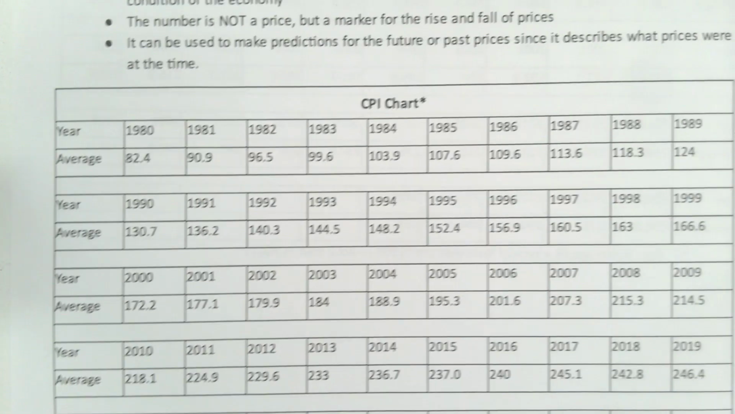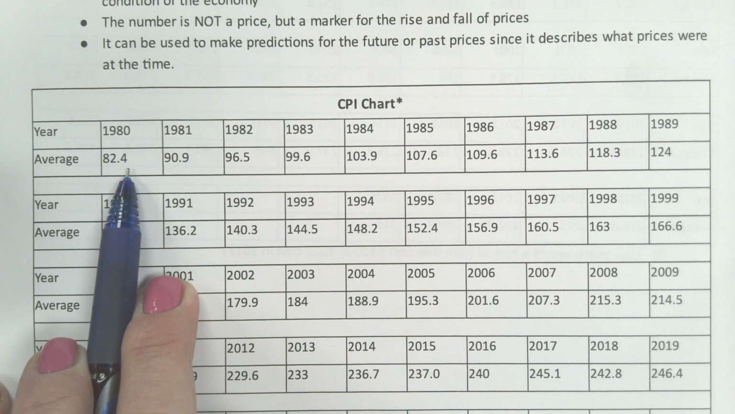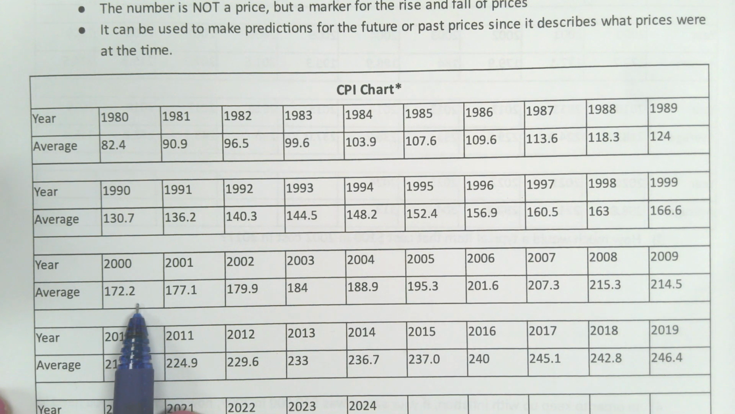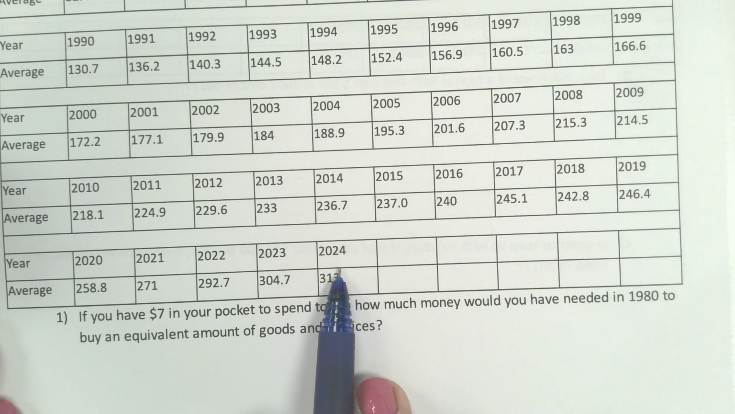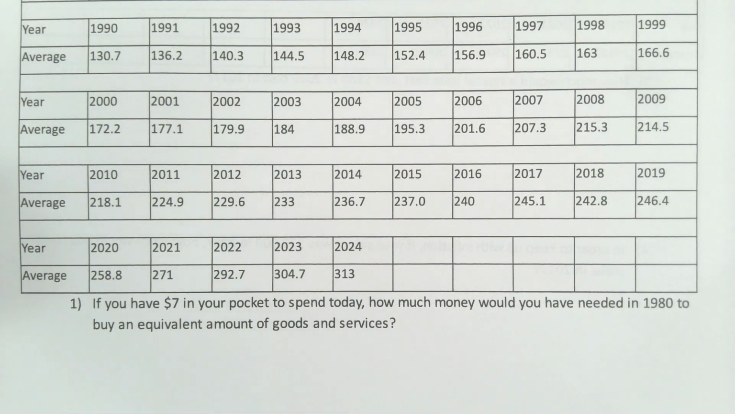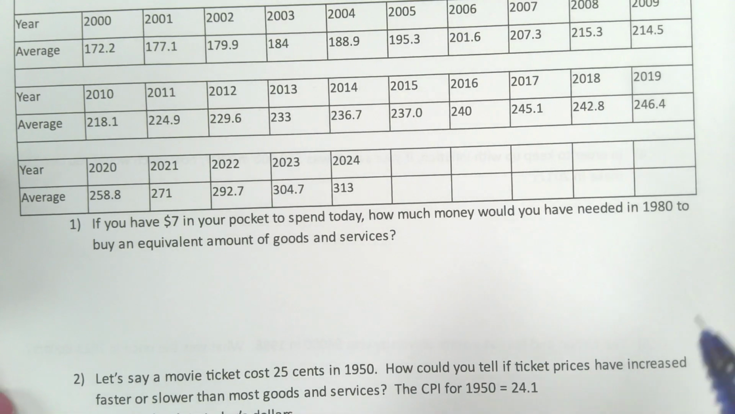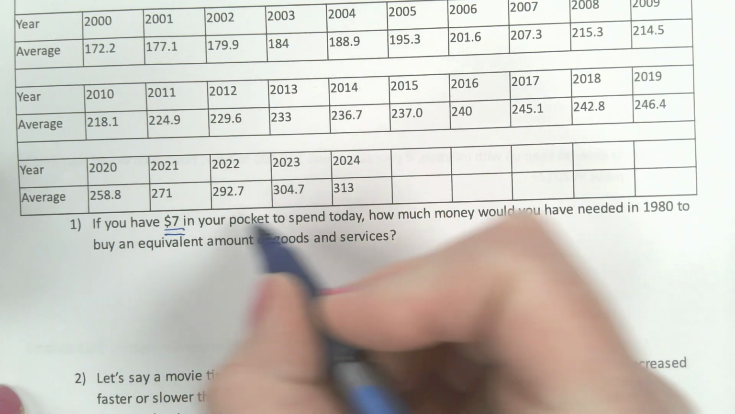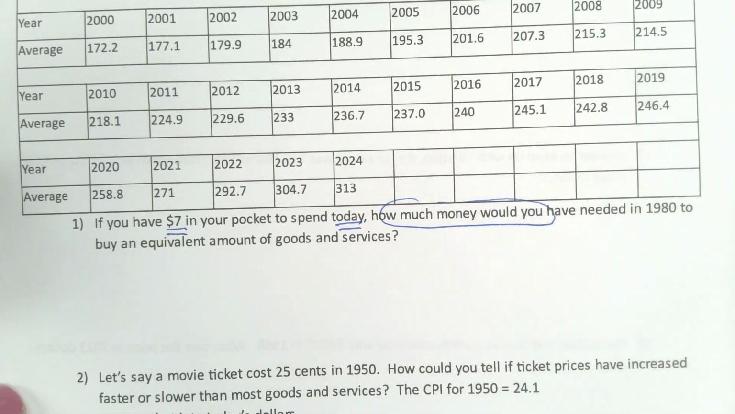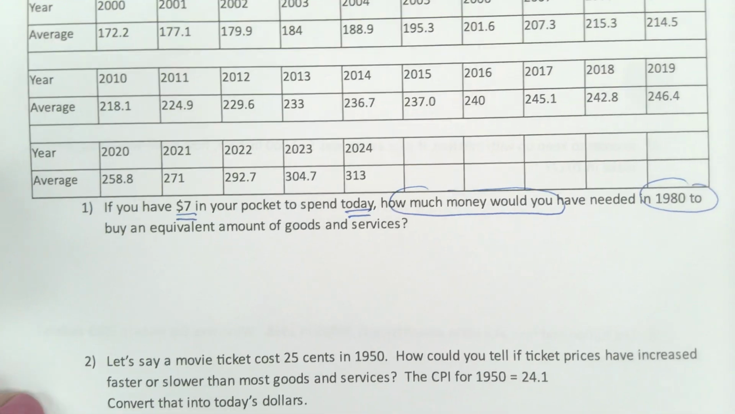All right, so we have all these different years. In 1990, the CPI is 82.4. In the year 2000, it's 172.2. I haven't updated this, so if it says today is 2024, we're going to use 313. So number one says if you have $7 in your pocket today, how much money would you have needed in 1980 to buy an equivalent amount of goods and services?